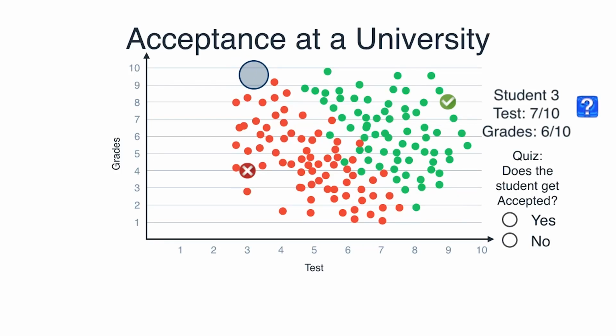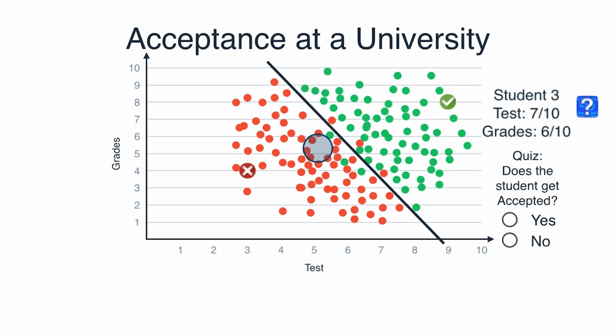To answer this question, let's look closely at the data. It seems that the red and green dots are nicely separated by a line. Here's the line, and we can see that most points over it are green, whereas most points under it are red, with some exceptions. So that line is going to be our model.